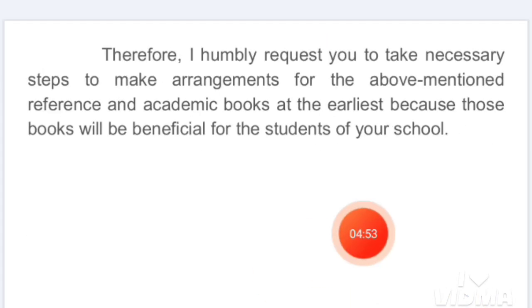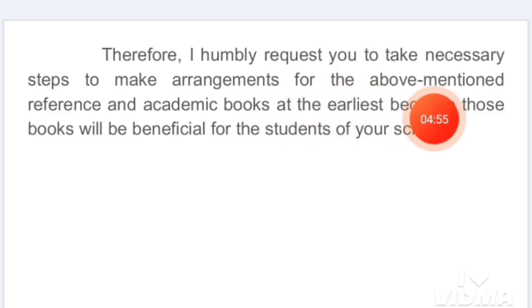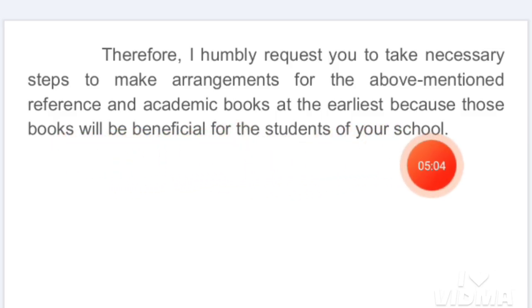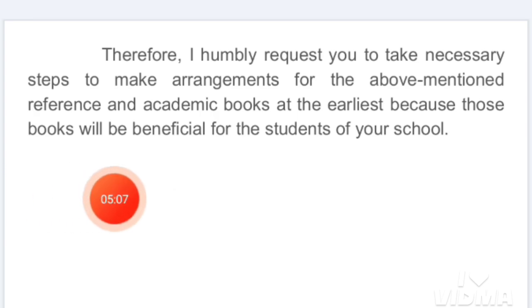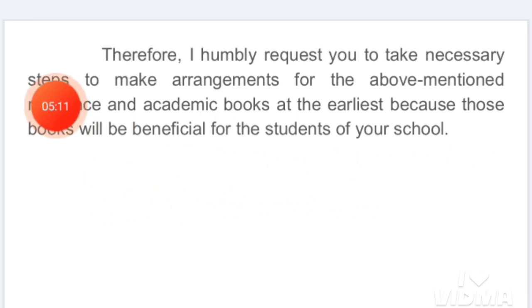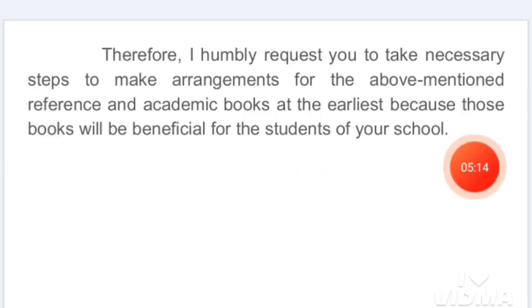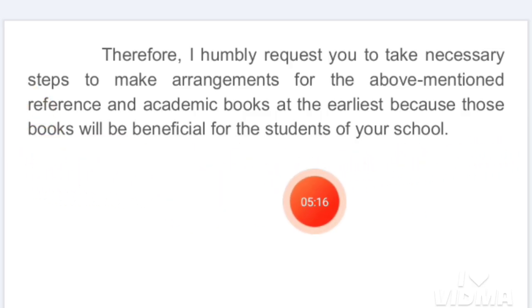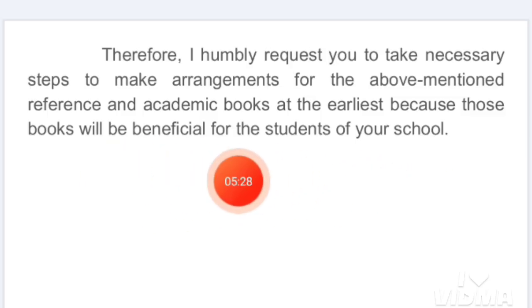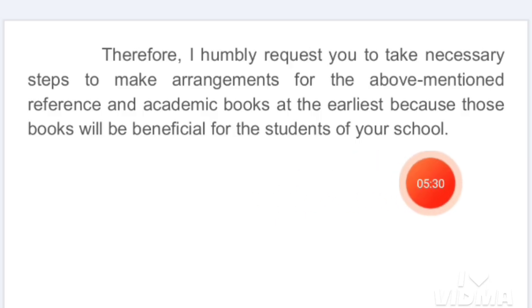Now, this is the closing paragraph. Therefore, I humbly request you to take necessary steps to make arrangements for the above mentioned reference and academic books at the earliest, because those books will be beneficial for the students of your school. Here we are requesting the headmaster to arrange those academic and reference books. Beneficial means advantageous to the students.